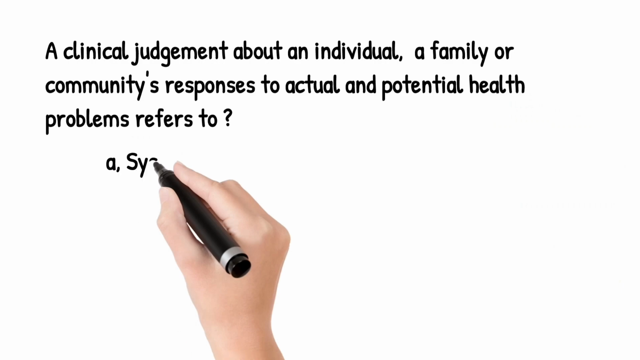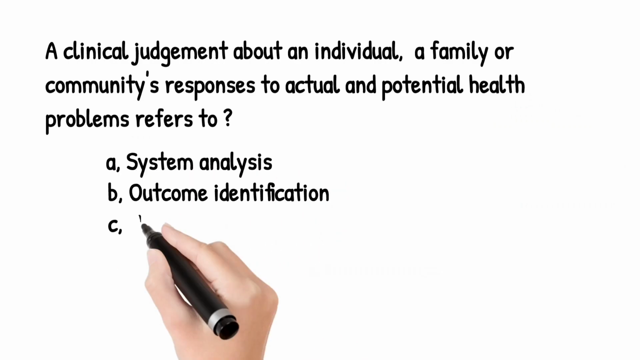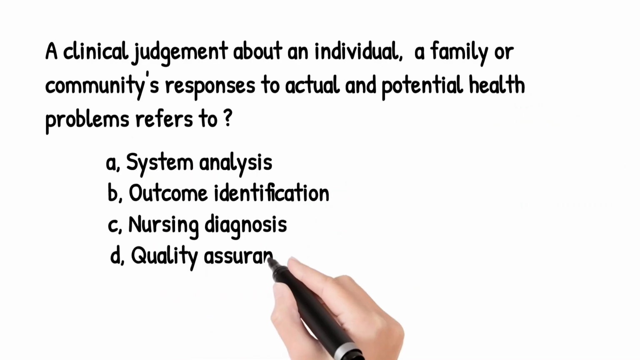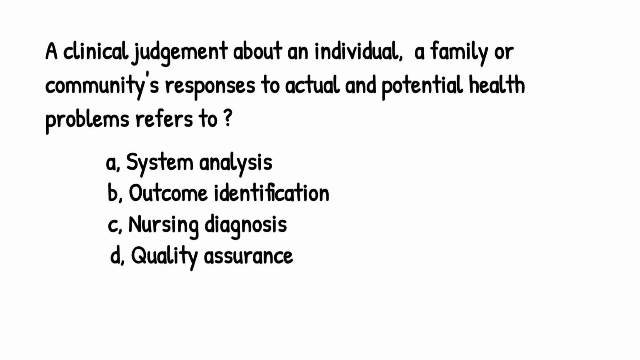A clinical judgment about an individual, a family, or community responses to actual and potential health problems refers to option A, system analysis, option B, outcome identification, option C, nursing diagnosis, option D, quality assurance. Answer is option C, nursing diagnosis.